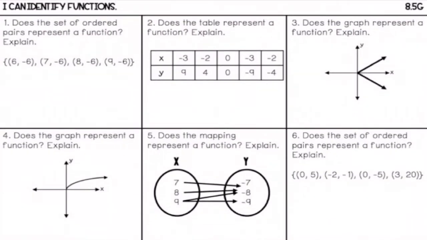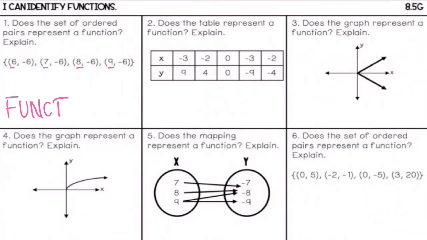Here are some examples, starting with sets of ordered pairs. The question says, does the set of ordered pairs represent a function? Explain. Let's look at our X values. 6, 7, 8, and 9. These are all of our X values. What do we notice? Anything different about them? They're all different, right? We don't see any of them repeating, correct? Very good. So what do we know when we don't have repeating X values? It is a function. That's right.